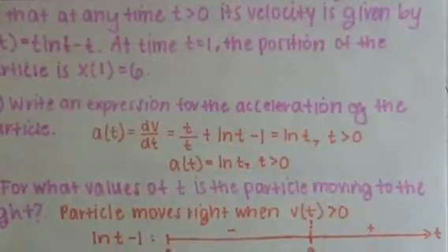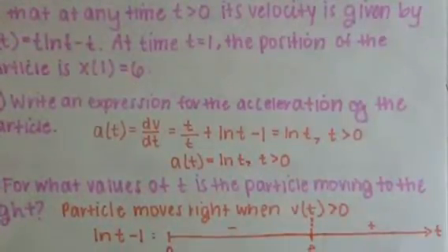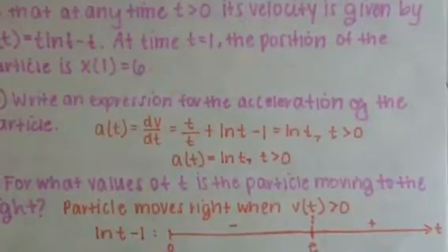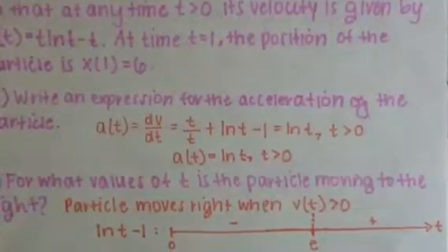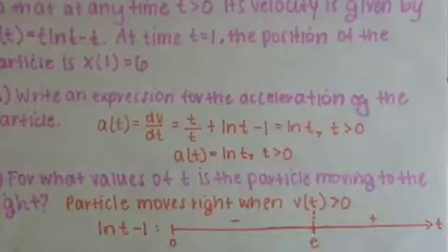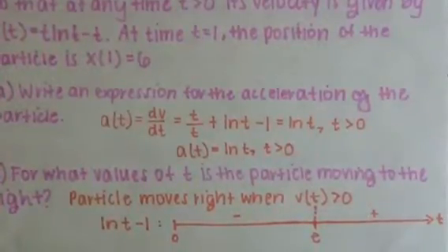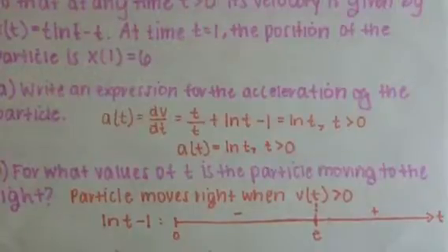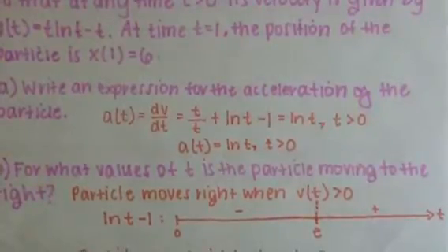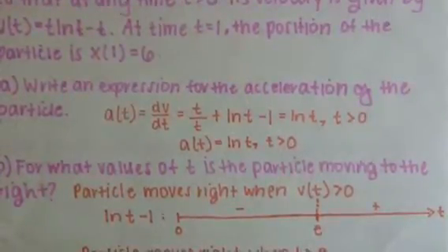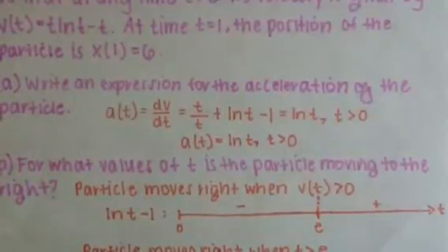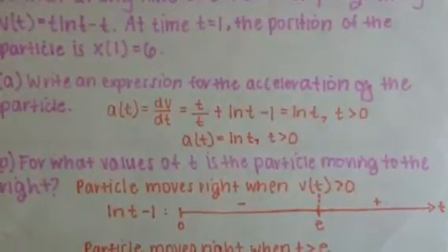B says, for what values of t is the particle moving to the right? To figure this out, the particle moves right when v of t is greater than 0. v of t equals t ln of t minus t, and when that equals 0, it can be simplified to ln of t minus 1. When t is greater than 0, the point is e that you get from solving it.